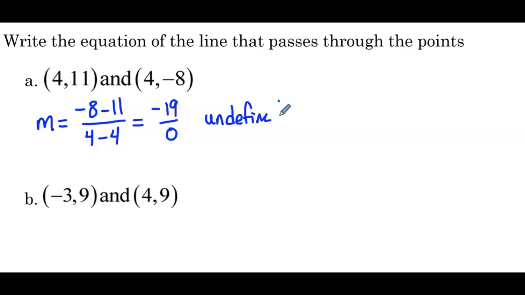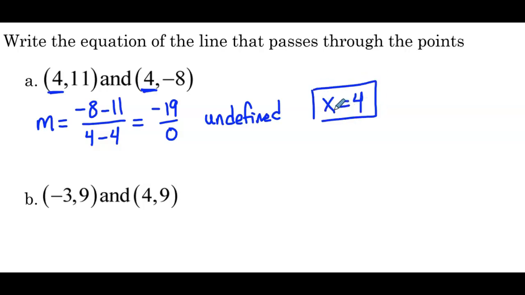Now, what type of lines have undefined slopes? That would be vertical lines. And vertical lines have equations like x equals 10 or x equals -1. Now, to figure out what the equation of this vertical line is, let's look more closely at the 2 points we were given. The first point has an x value of 4. The second point has an x value of 4. So the equation of the vertical line that passes through these 2 points is x equals 4.